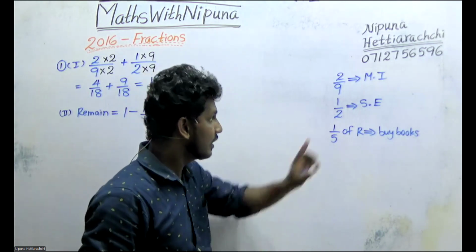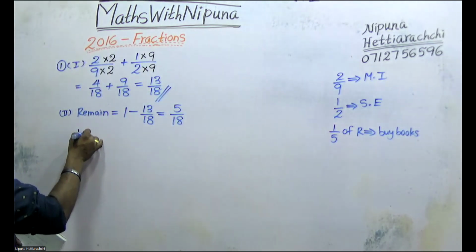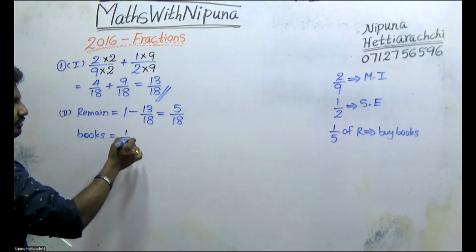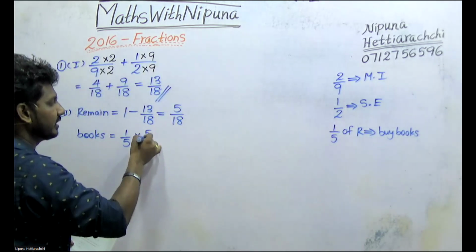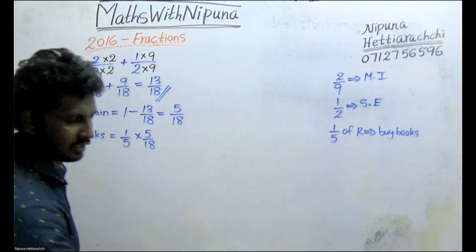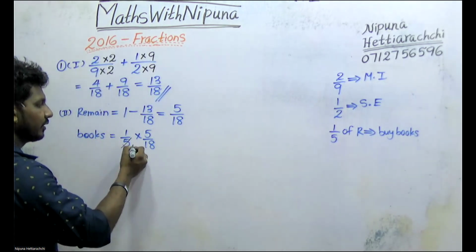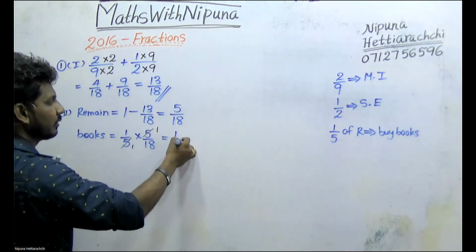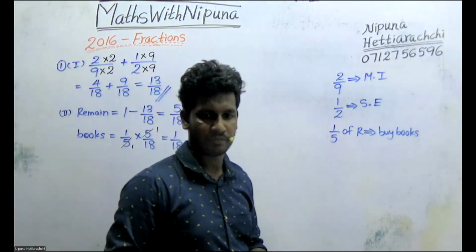From that, another 1/5 is used to buy books. Therefore, for books, I will write in short form: 1/5 of the remaining, which means multiplication, 1/5 times 5 out of 18. If you multiply, you can cancel. 5 times 1, 5 times 1. Then to buy books, they have allocated 1 out of 18 portion.